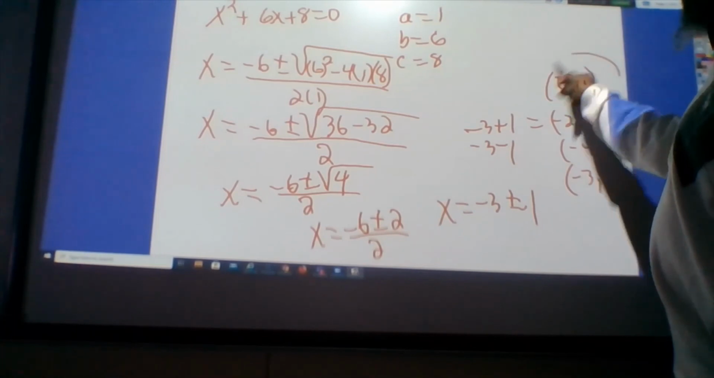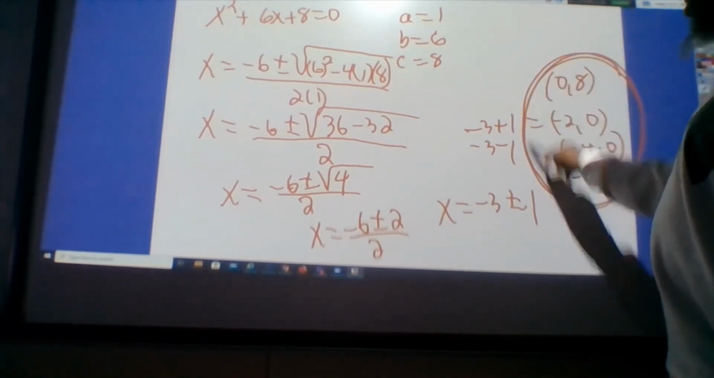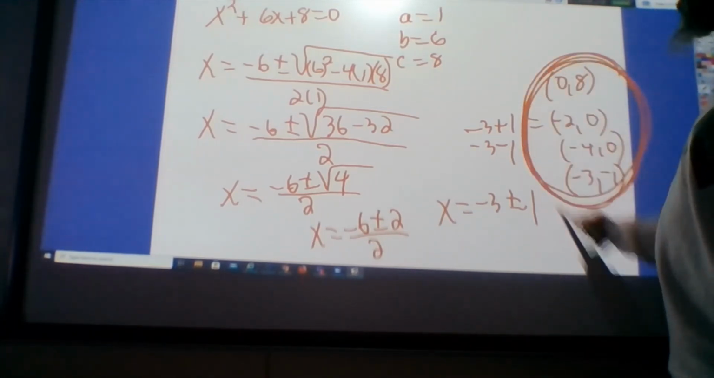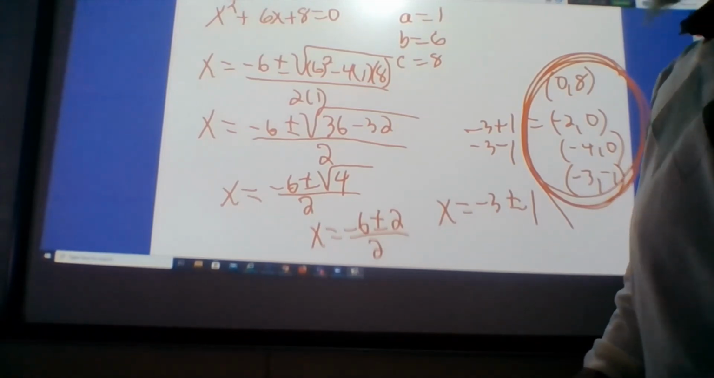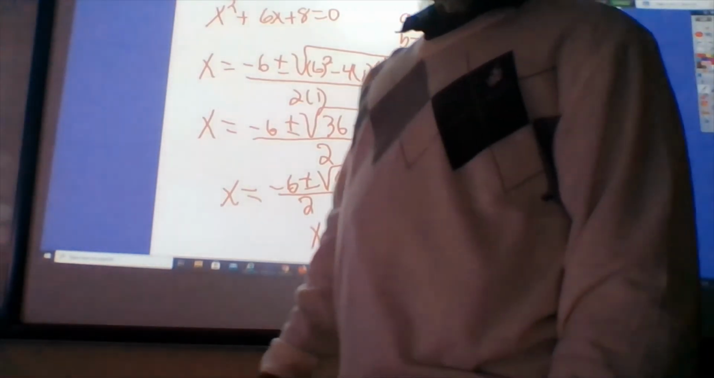Those are the points that we will need to graph. But before we can graph, we need to know how to find those points. Once we know how to find those points, then we'll be able to graph that flying car.